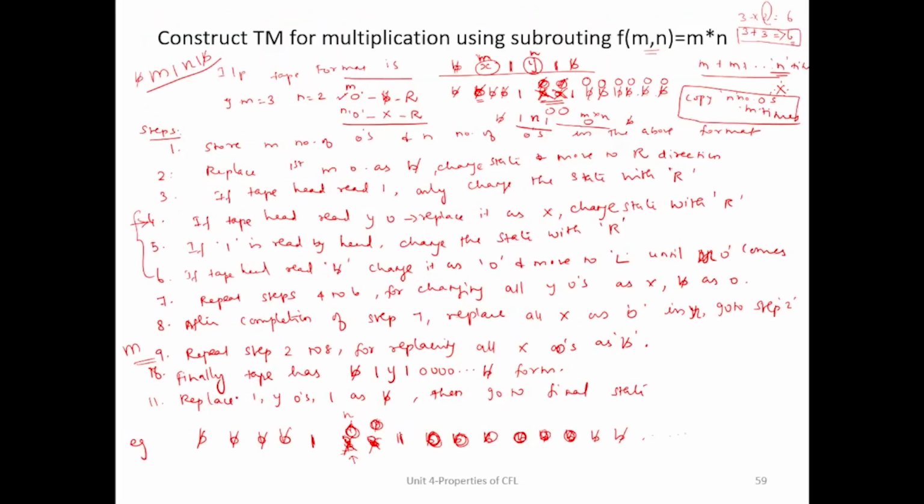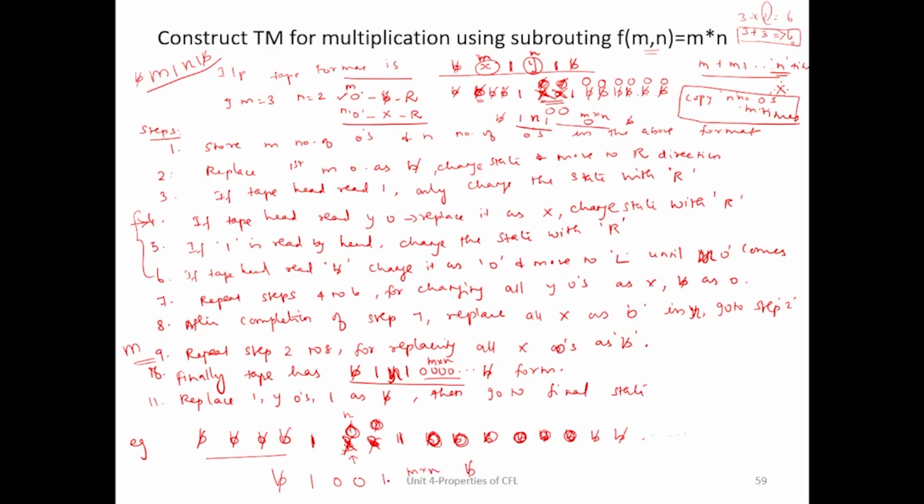So what does the 10th step mean? Finally the tape contains blank space, 1, then n number of zeros, 1 followed by m into n number of zeros. So this is a generalized format. So look at here, these are all blank space, 1. I am having the n value as 2, so 2 zeros are available, then m into n number of zeros are available, then blank space. So this is finally what occurs.